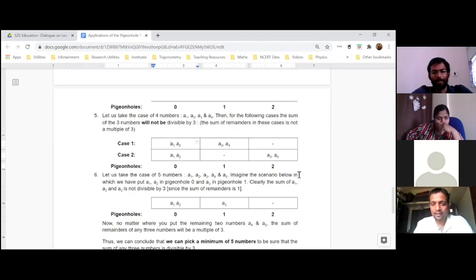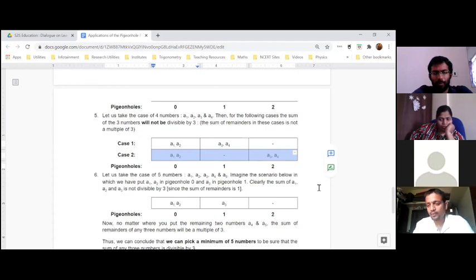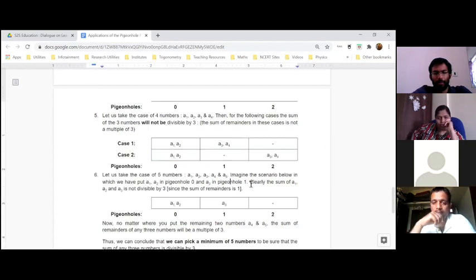So these are the 2 cases: A1, A2 in pigeonhole 0, and A3, A4 in pigeonhole 1. In case 1, the sum of remainders comes to be 2, it is not 3, because A3 gives a remainder of 1, A4 also gives a remainder of 1, so 1 plus 1 is 2. Okay. In case 2, actually 2 plus 2 is 4, so the sum of remainders is 4, but if you apply modular arithmetic, it will be 1.